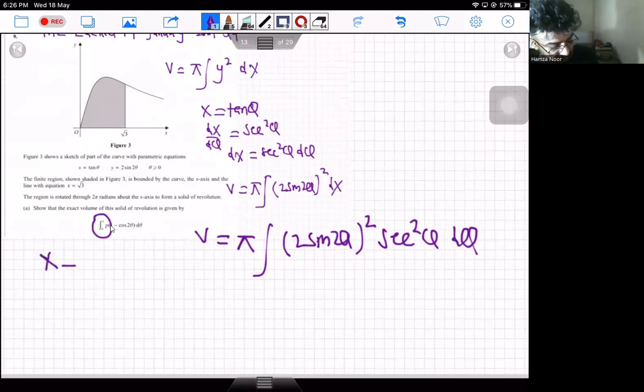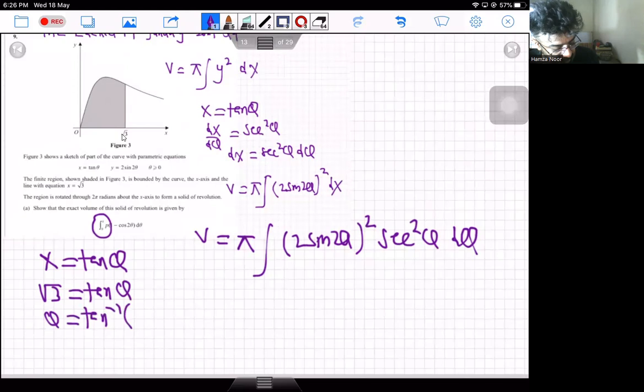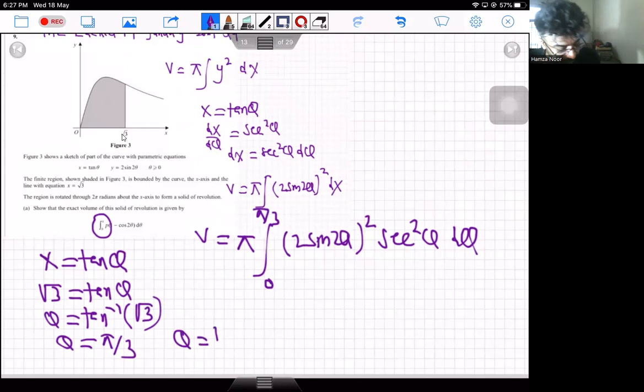So as we can see, x is equal to tan theta, and this value root 3 is of x. So root 3 is equal to tan theta. Therefore, theta equals tan inverse root 3, which is pi over 3. So theta is equal to pi over 3. So the upper limit will be pi over 3 and the lower limit will be 0. Since tan inverse 0 is 0, you can just show it in one step: theta is equal to tan inverse 0, so theta will be 0. Okay, so I'm just erasing this part of the working now.